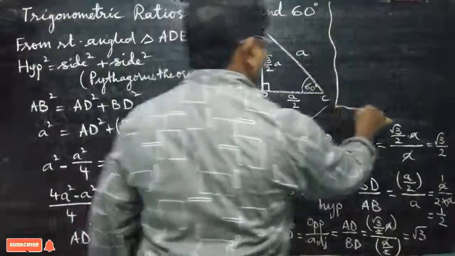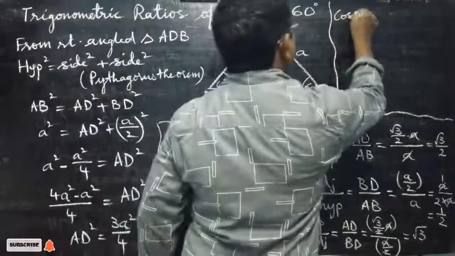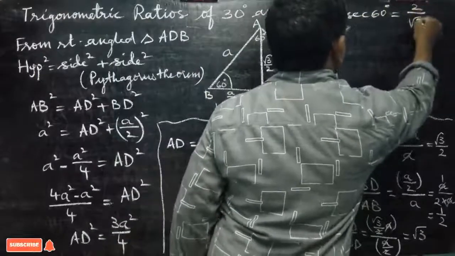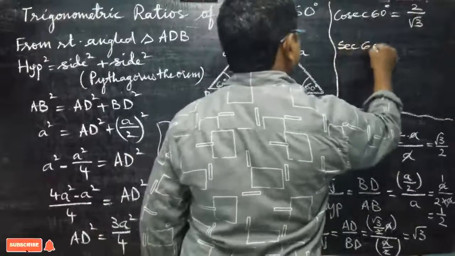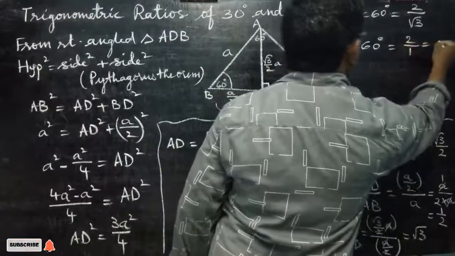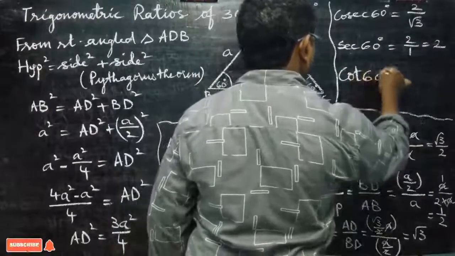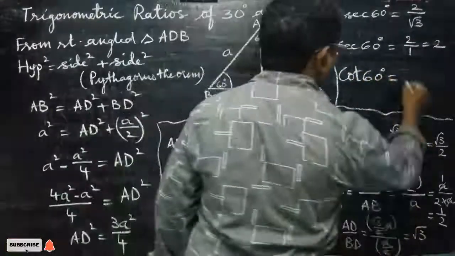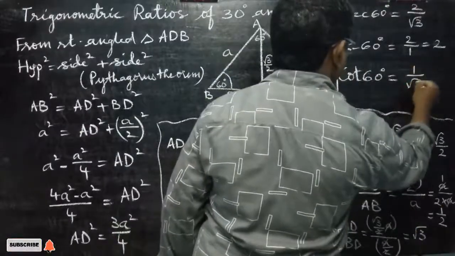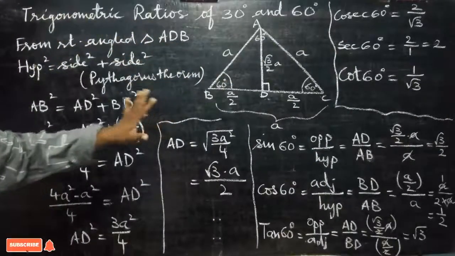Now first 3 if you get, the next 3 automatic, I told. Cosecant 60 degrees, reciprocal of sine, 2 by root 3. Secant 60 degrees, reciprocal of cos, half means 2 by 1 means 2. Next, cot 60 degrees, reciprocal of tan 60. Here root 3 by 1 is there, so 1 by root 3. This is the way of finding trigonometric ratios of 60 degrees.